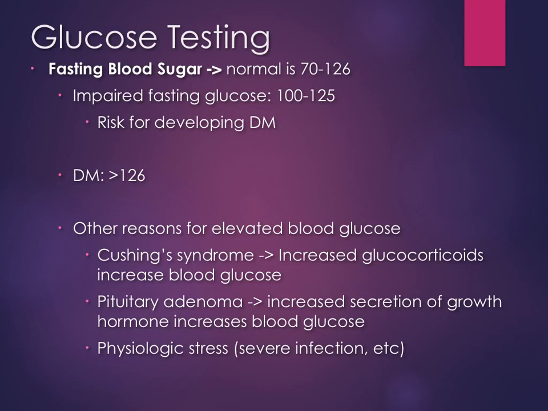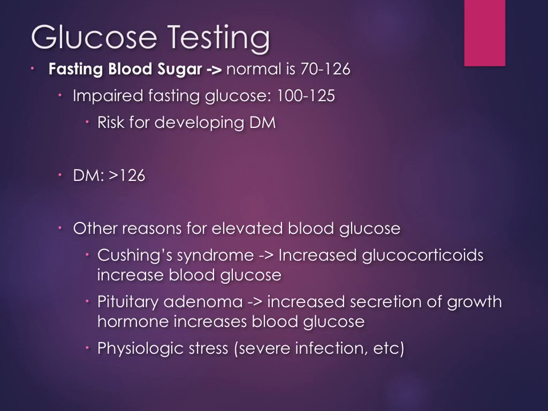Other things to consider in patients with elevated glucose: Cushing syndrome. Why? Because they have increased glucocorticoids, which result in increased blood glucose. Incidentally, patients who are taking steroids for whatever reason, like a recent asthma exacerbation or some type of rheumatological condition, they too will also have increased sugar levels. So when you're treating patients who have a history of diabetes and you need to put them on steroids for a reason, always make sure that you're aware that their blood sugar levels are going to go up as a result of that. Other things to consider: pituitary adenoma.